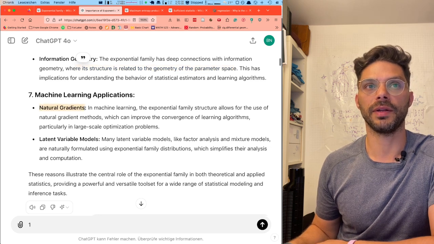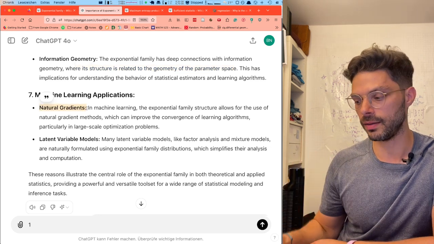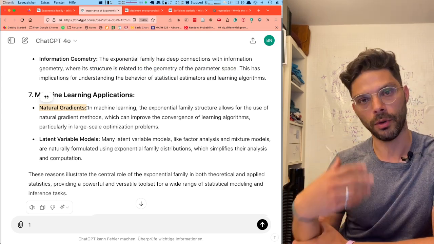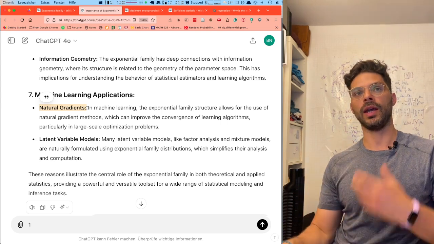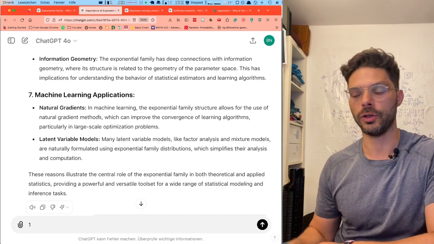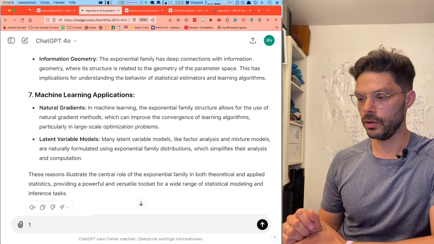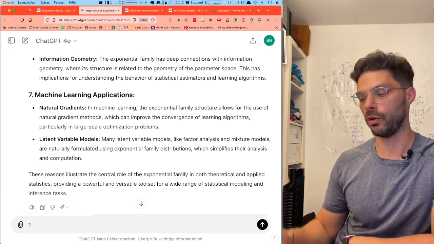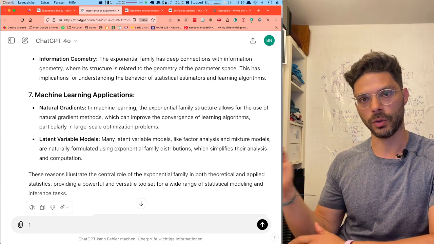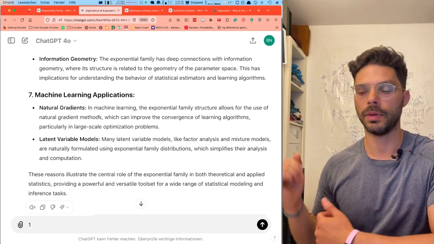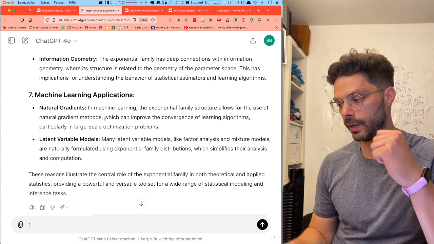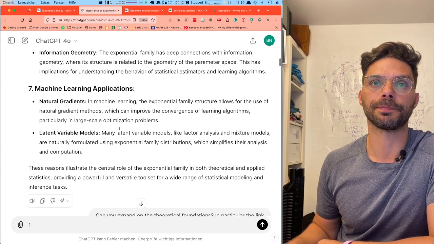There's something you might have heard of called natural gradients. When you're doing gradient descent, if you don't do it the naive way, but instead take into account these natural parameters and things like that, you can essentially improve your convergence behavior. So, for example, your trajectories won't spin around as much. They will go to the minimum more directly and more quickly. So that's another useful property.